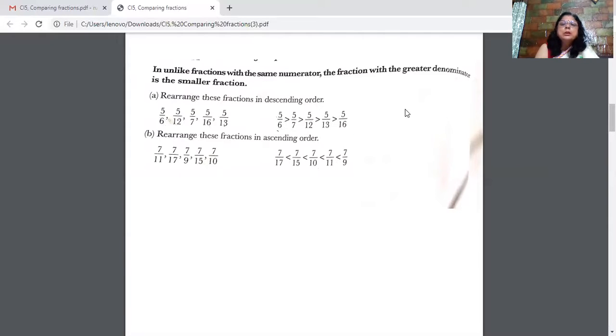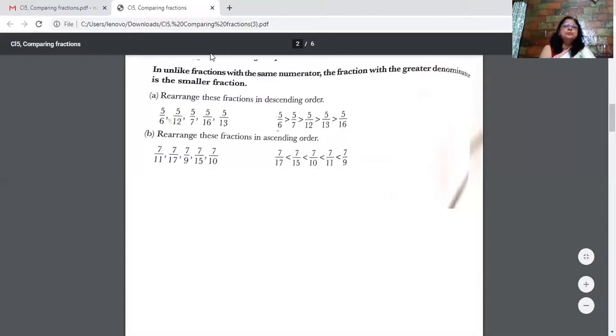Then for the next one, you first divide into 6 equal parts and draw a line in between, so you'll get 12 equal parts. The next one, you draw 7 equal parts. You can draw like this also. It's up to you how you draw. The fourth one, you divide into 16 equal parts, and then the 13 equal parts.